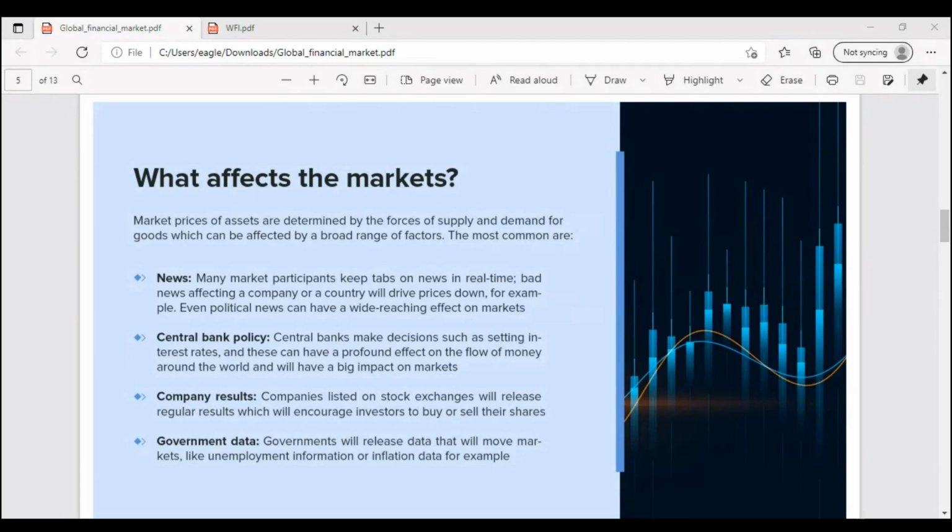Companies listed on stock exchanges like Apple, Tesla, Google, Facebook, and all, their results can affect their value, which will either encourage investors to buy the shares or to sell the shares. Today, we'll be having Apple reports. Today, Apple, the guys that do the iPhone thing, we're having their reports today.